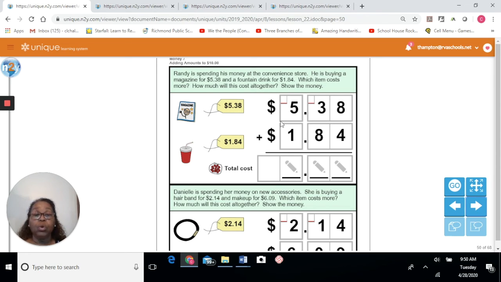Now we're going to add. Where are we going to start? We're going to start here. All right, I'll start here in the ones place like we're supposed to. So 8 plus 4, I'm going to put the 8 in my head, and then I'm going to add 4 more.